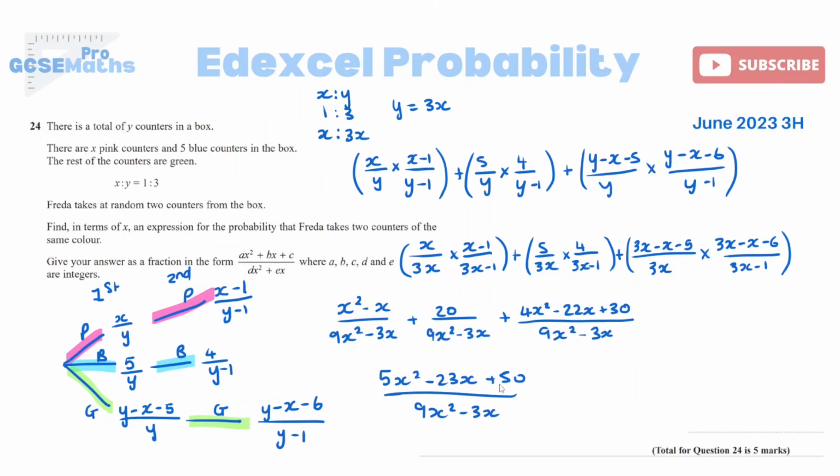Just double check, can I simplify this fraction at all? So we're looking for any of these 5 terms. Do they have any common factors? Well, between 5, 23, 50, 9 and 3, no, they don't. So no, there's no way to simplify this fraction, and it is in the format that they want. We've got a complete quadratic at the top, and then we have part of a quadratic at the bottom. So that would be your final answer there.